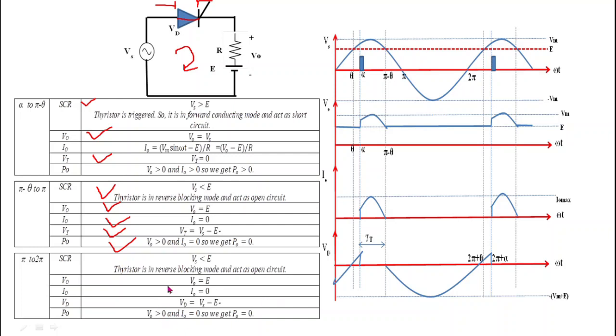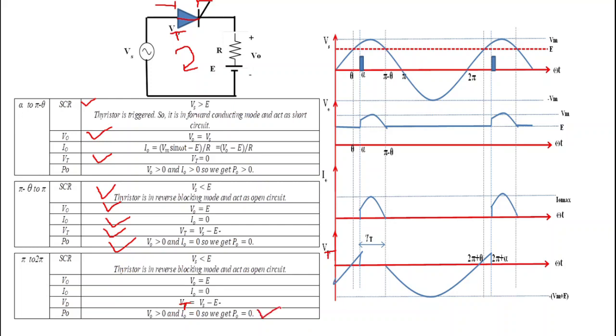Okay, now what is the output voltage? So when the thyristor is off, then it acts as open circuited, we get no current across the output and we get V naught equal to E, and voltage across the thyristor again during off state by applying KVL, we get thyristor voltage Vt equal to Vs minus E. So see, this is the thyristor Vt. Okay, and what is output power P naught? Again we get P naught equal to 0.